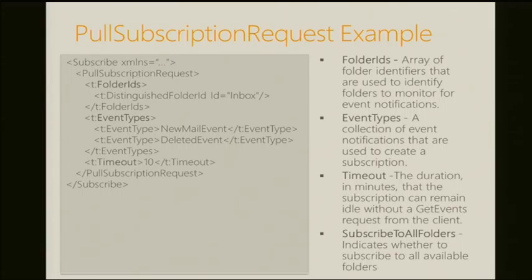There's another value here which I don't have in the example, but there's the ability to subscribe to all folders in a mailbox. This is actually an attribute that you put on the pull subscription request. You just set that to true, and it indicates whether to subscribe to all folders in a mailbox. So you don't have to iterate every folder in a mailbox and list all the folder IDs here. You can just say subscribe to all folders equals true. And then no matter if new folders are created or deleted or whatever, you'll get events for everything happening in that mailbox.